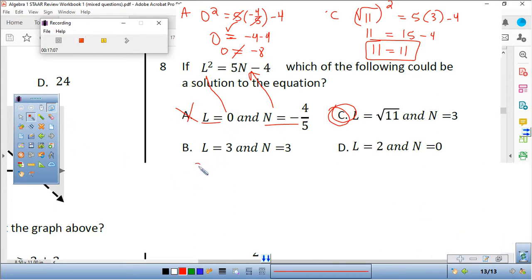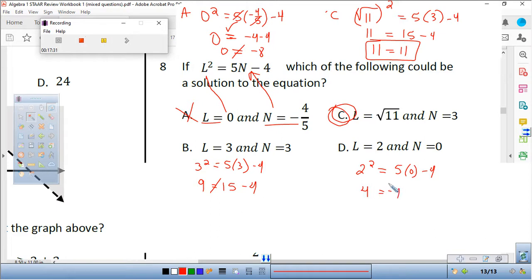So we're going to go with 3 squared, because that's L3, equals 5 times 3 minus 4. 9 is equal to 15 minus 4. Obviously not right. This thing here is 4. Oh my bad. 2 squared equals 5 times 0 minus 4. It's giving 4 is equal to negative 4. Not right. Ouch.